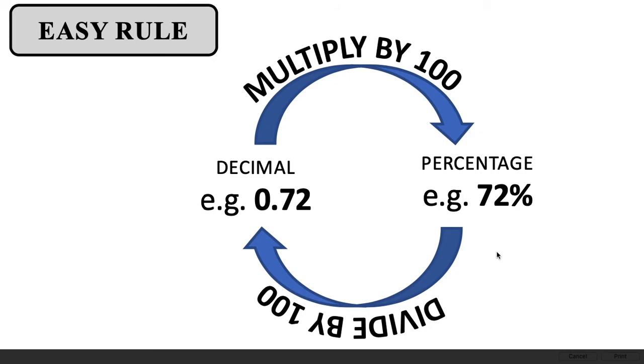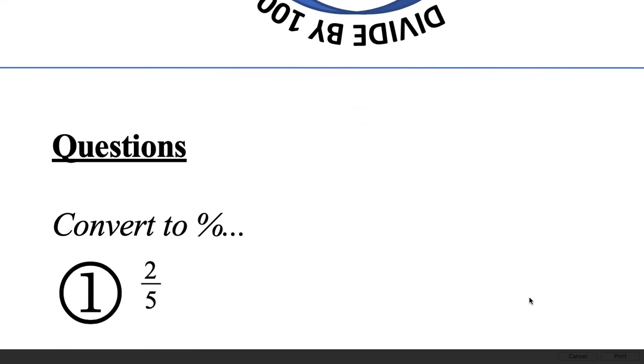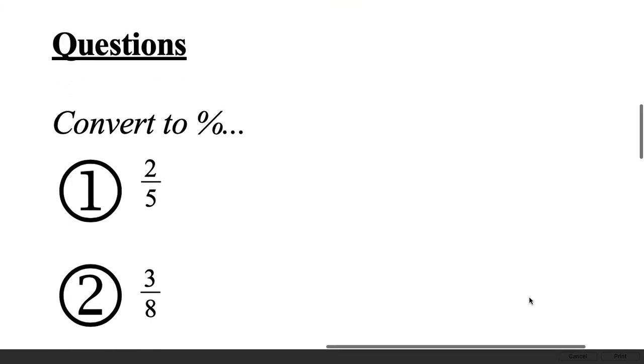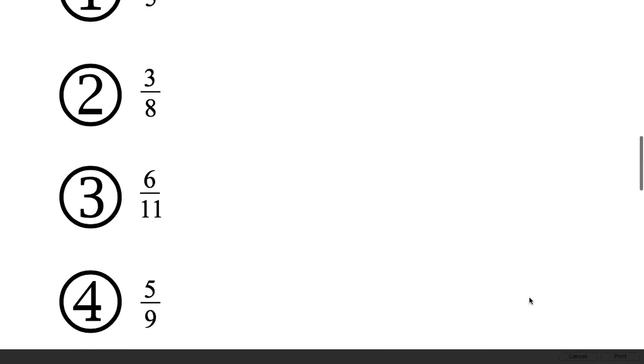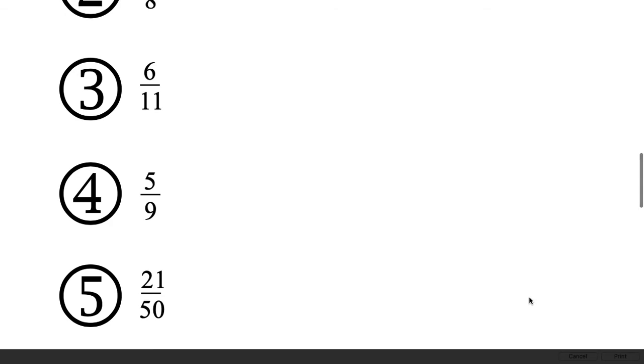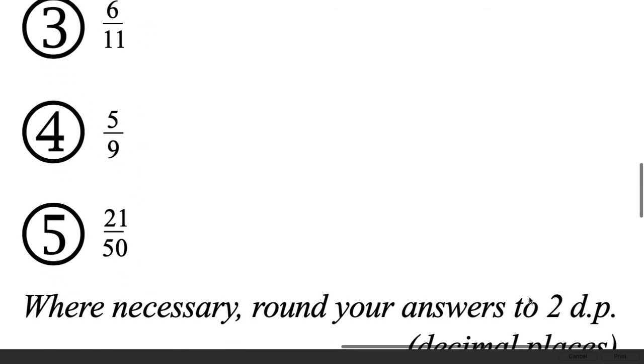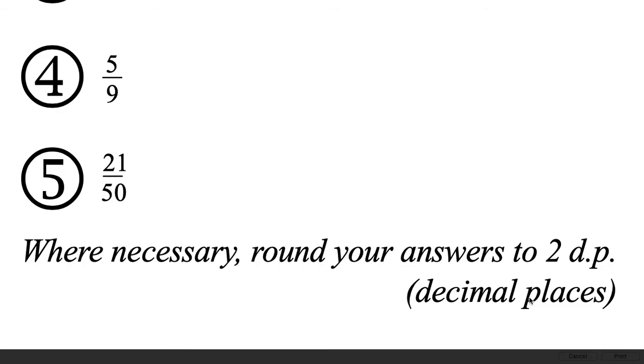So an easy rule there: to get from a decimal to a percentage, multiply by 100. To get from a percentage to a decimal, divide by 100. So some questions. Convert to percentage: 2/5, 3/8, 6/11, 5/9, 21/100. Where necessary, round your answers to 2 decimal places. Okay, so pause the screen, try those questions before you go on to look at the answers.